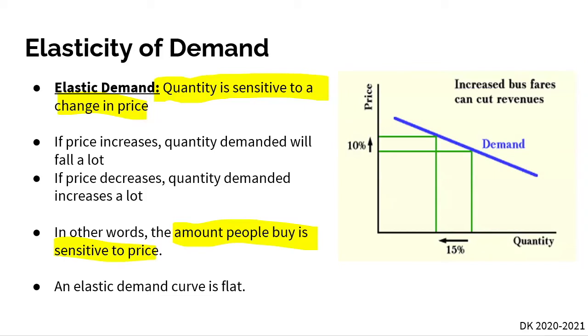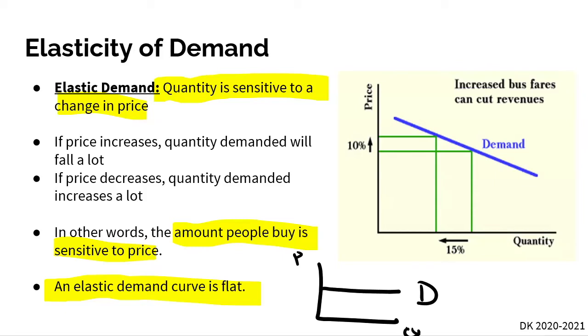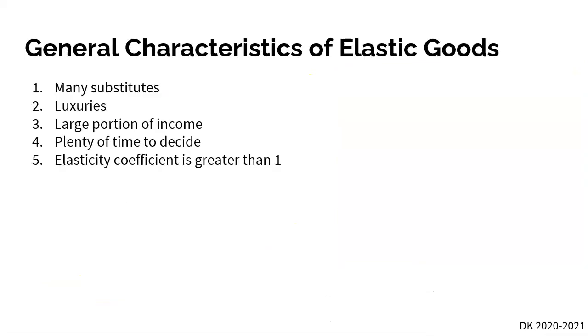And as we said, a truly elastic demand curve is flat. So a truly elastic demand curve is going to look like this. The flatter the demand curve, the more elastic it is. The more vertical the demand curve, the more inelastic it is. Yet again, the one I'm going to point out is that the elasticity coefficient is greater than 1. So when we're calculating elasticity, if the number is greater than 1, we're going to say that that particular demand curve is elastic.